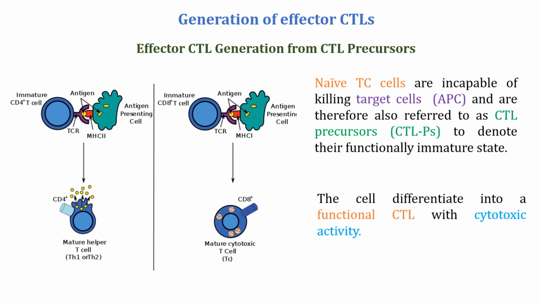into the mature helper T cell. The subtypes of T helper cell are TH1 and TH2. Here, once they bind with this T cell receptor and MHC class 1 molecules, they are activated into the CD8 plus mature cytotoxic T cell. So this further activates CTLs from CTL precursors.